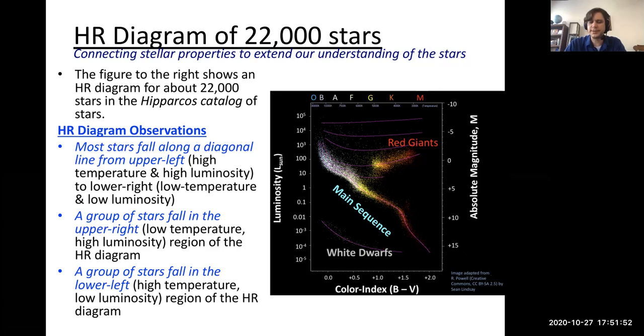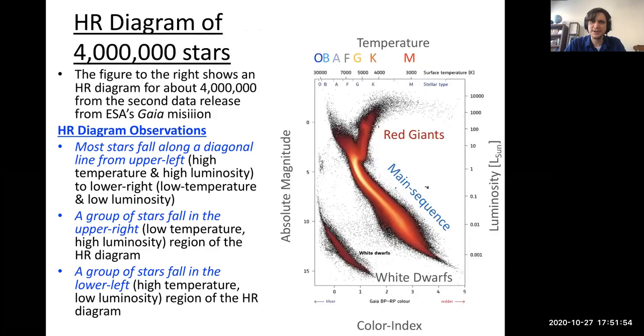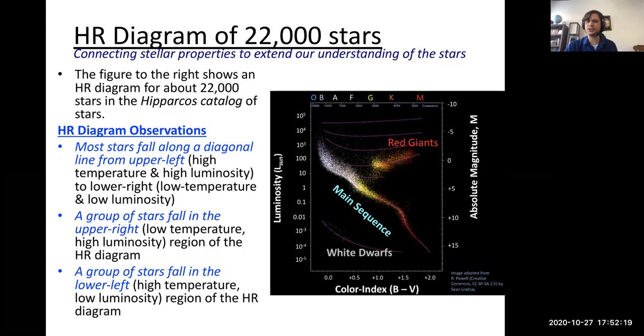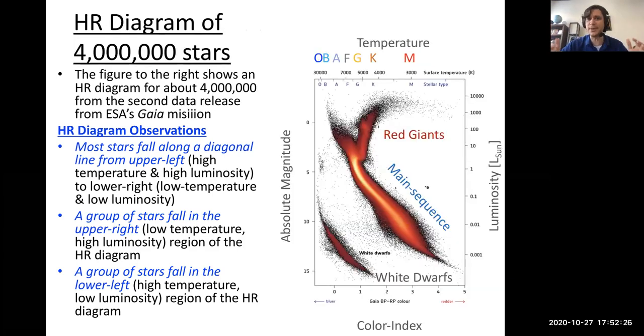All right. Now, we can do better than this. Right here, this is the best HR diagram I've ever seen. This is from the modern version of the Hipparcos satellite, the Gaia mission, again, a European Space Agency mission, which on this one has measured the color index and absolute magnitude for 4 million stars. So if 22,000 stars wasn't enough to convince you that there are these distinct regions, when you compare the temperature to the luminosity, hopefully 4 million will.